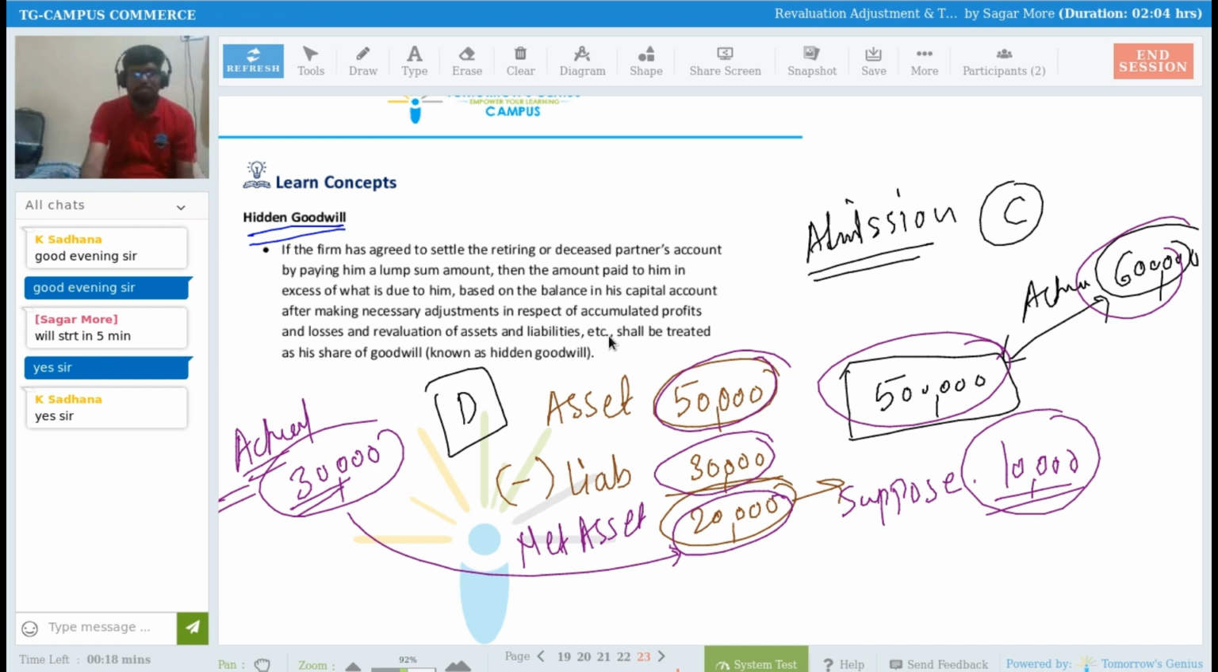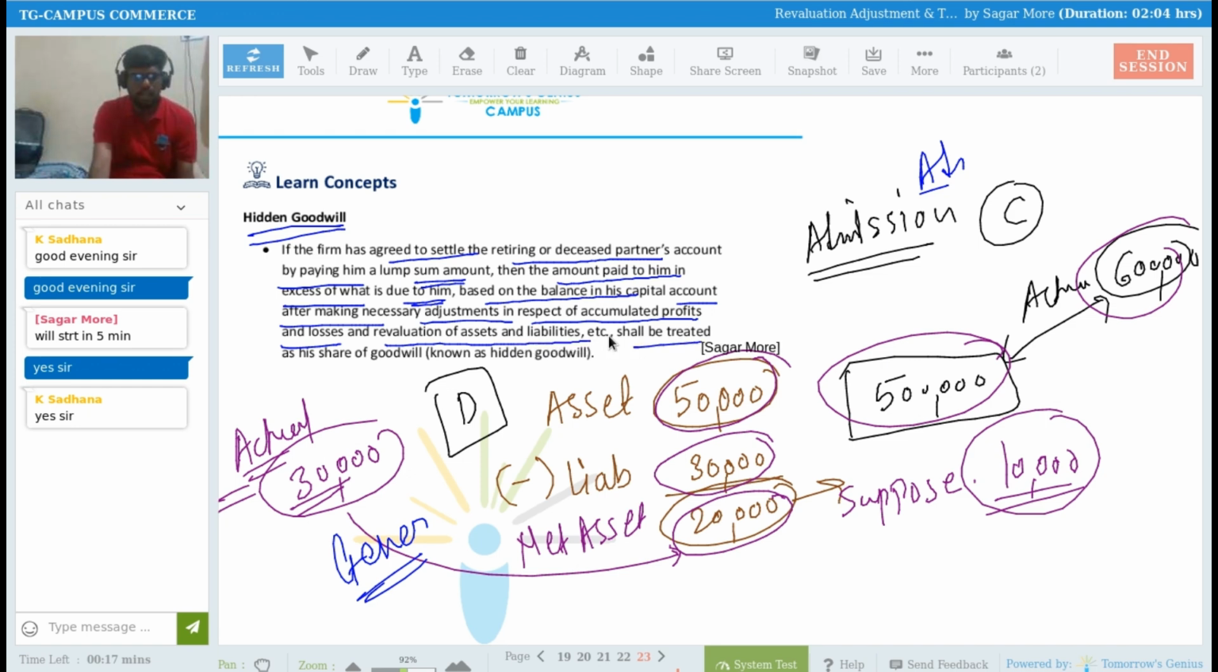Right? This is one example. Now, this is a general example I can say. And this is regarding admission of a partner. Now, what about in case of retirement of a partner? See, if the firm has agreed to settle the retiring or deceased partner's account by paying him a lump sum amount, right? Then the amount paid to him in excess of what is due to him based on the balance in his capital account, after making necessary adjustments in respect of accumulated profits and losses and revaluation of assets and liabilities, etc., shall be treated as his share of goodwill, known as hidden goodwill, right?